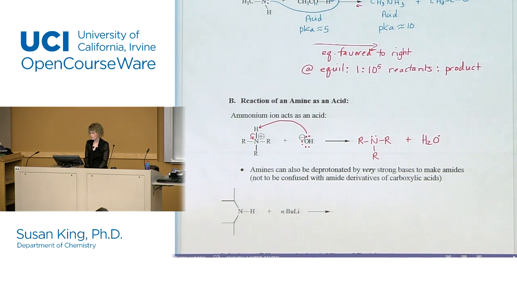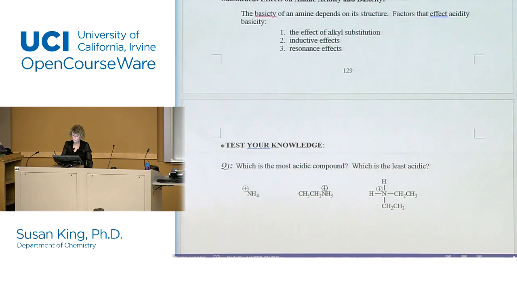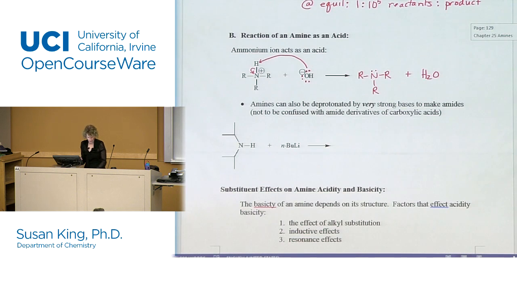Could have that plus H2O. We can also, if we take an amine that is not already protonated, not an ammonium ion, but an amine that's not already protonated, treat it with a really strong base, then we can remove that proton also. So here's two examples of an amine acting as an acid. And remember, this is how we made LDA.